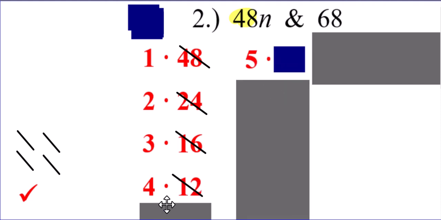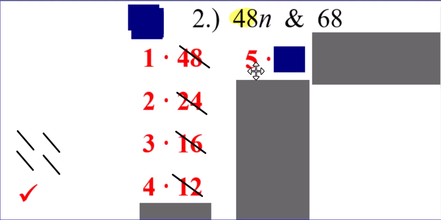Could 4 times something give us 48? Yep, times 12. Now, if you didn't know that, in your calculator, you take 48 divided by 4, and you get 12. Is 12 a factor of 68? Are you checking in your calculator? Don't let me do all the work for you. You guys should be following along here. 68 divided by 12 is 5.6 repeating. Oh my goodness, no, it's not a factor of 68. So I'm going to keep going here.